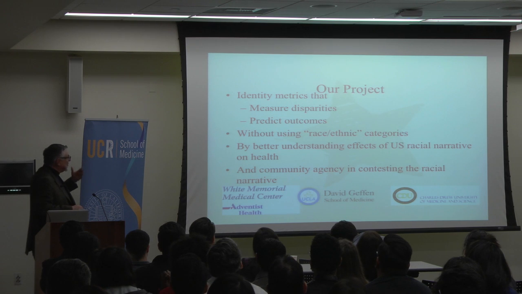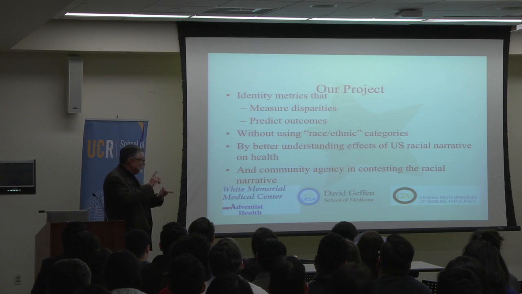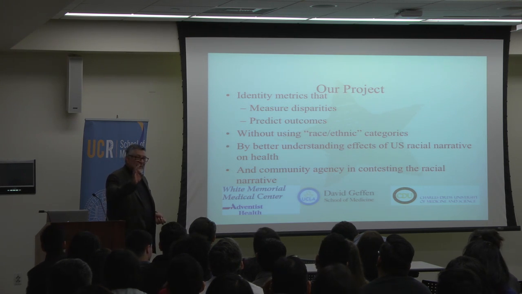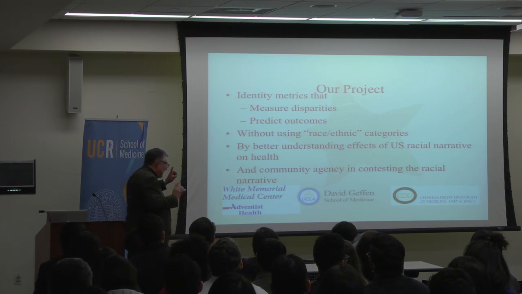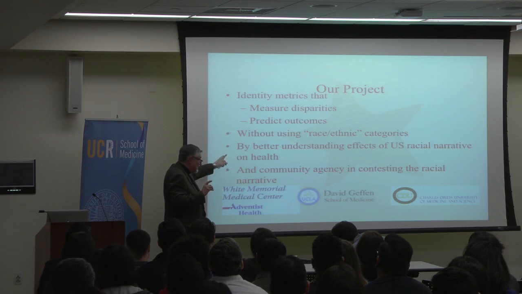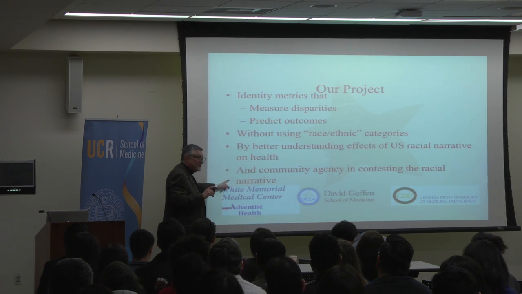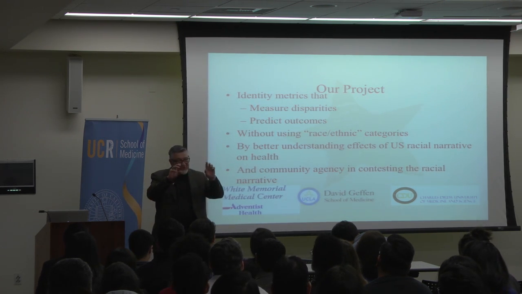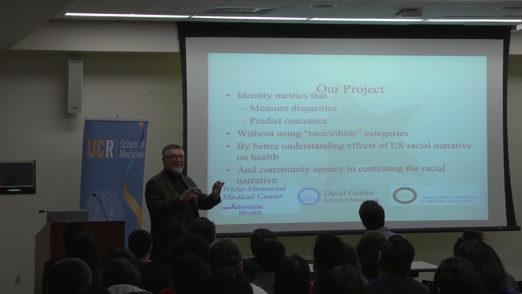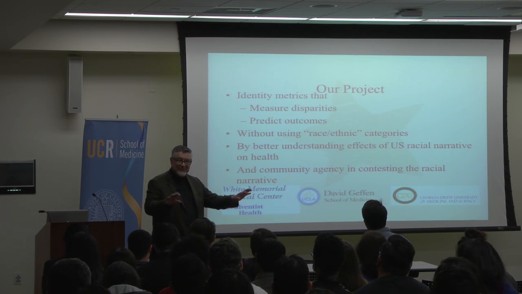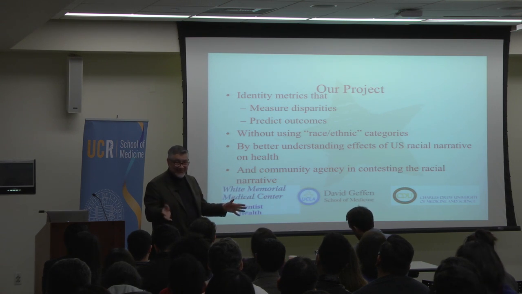So what our project is, we want to develop metrics that will measure disparities and predict health outcomes without using the race ethnic categories as we have known them and loved them. And we think we can do that by better understanding the effects of the U.S. racial narrative on health and community agency in contesting that racial narrative. I think we can operationalize that, and maybe that's what we need to be measuring, the effects of the narrative, not the so-called genetic, the gene pools in each of these groups, because we're going to be too mestizo to even use that by the 2030 census.